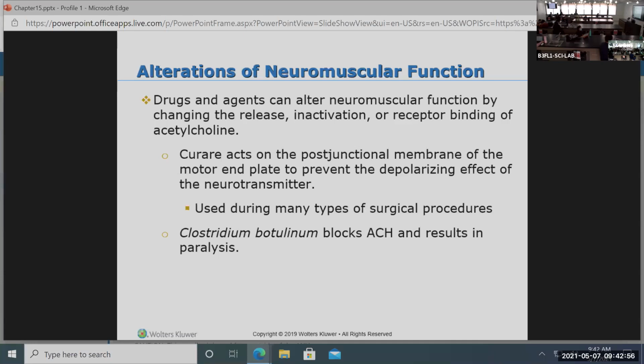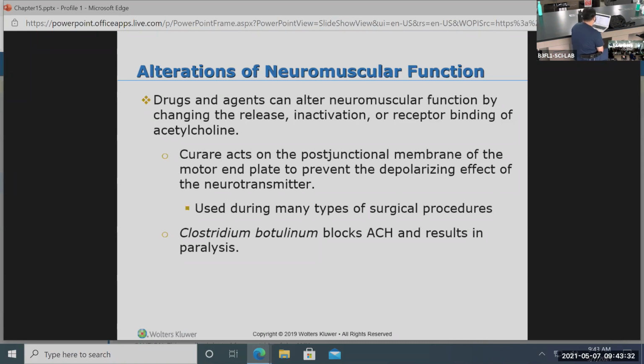Number 3, the drug can act on the receptors which are located on the motor end plate. The drugs are working in 3 different fashions: by preventing the release, by inactivating the neurotransmitter, by sitting on the receptors. Now, highlight a drug we call Curare. Is it not highlighted? Highlighted.